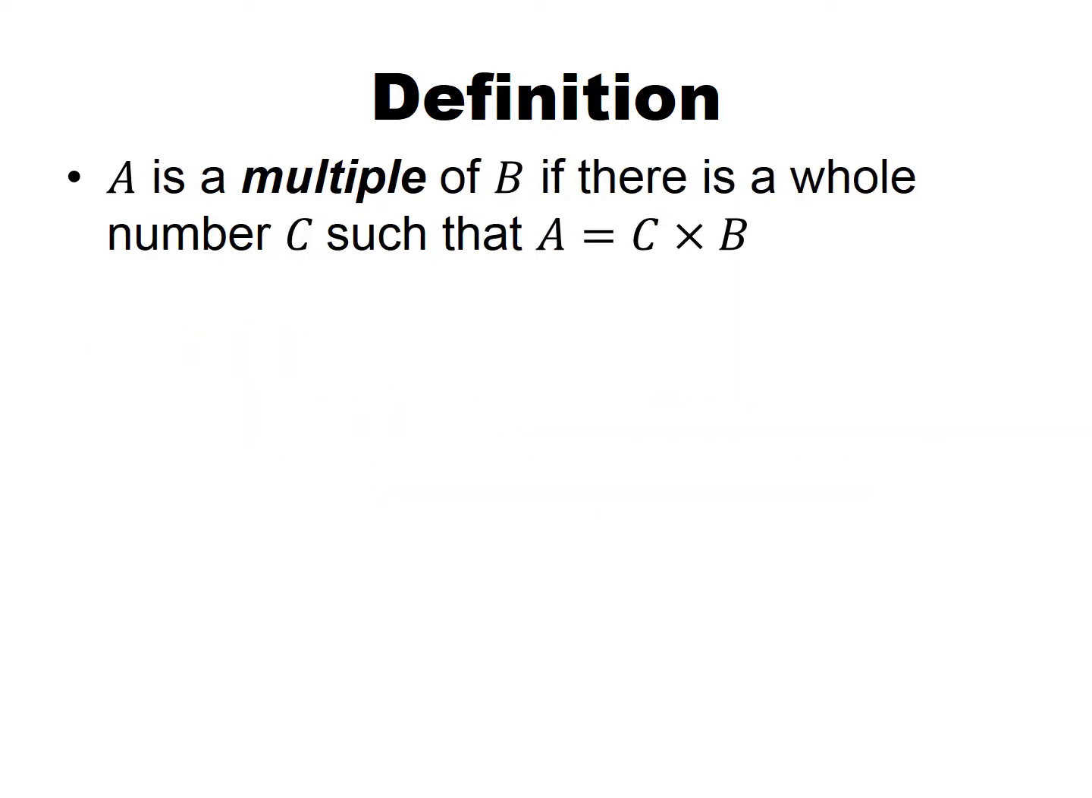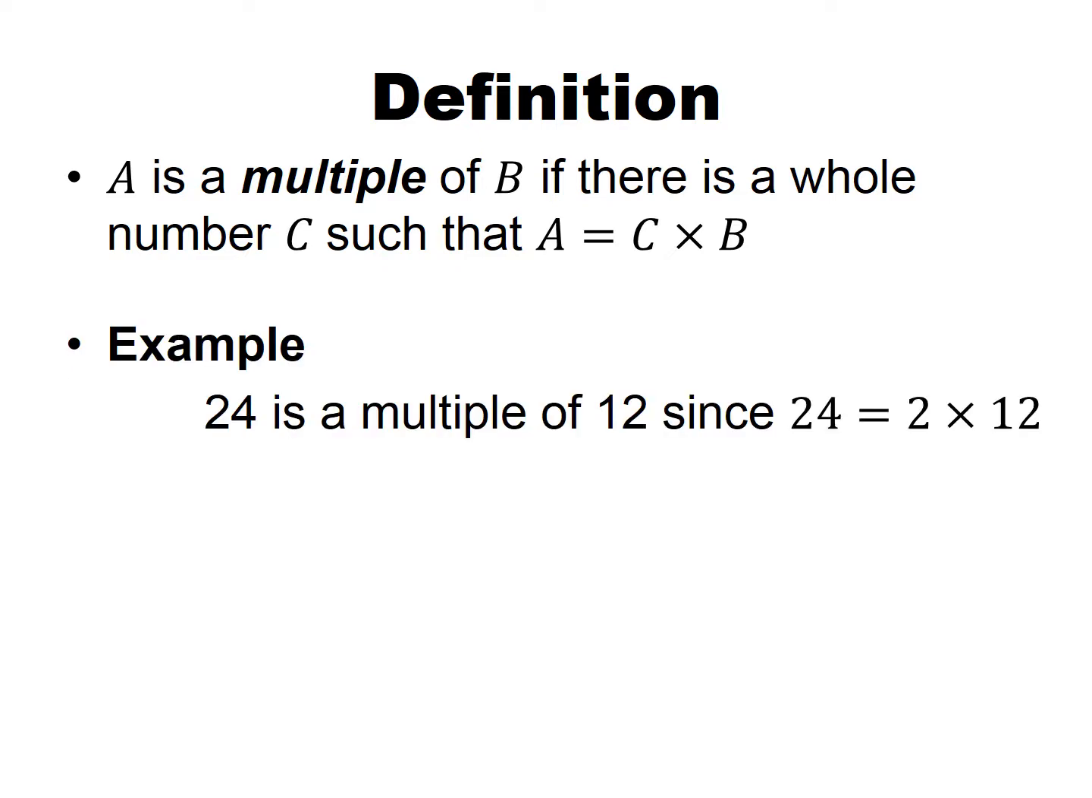Our third definition, A is a multiple of B if there is a whole number C such that A equals C times B. So let's do an example. 24 is a multiple of 12 since 24 equals the whole number 2 times 12. So there is one multiple of 12. Another multiple of 12 would be 36 because 36 is 3 times 12. 48 is a multiple since 48 equals 4 times 12. So there are lots of different multiples.